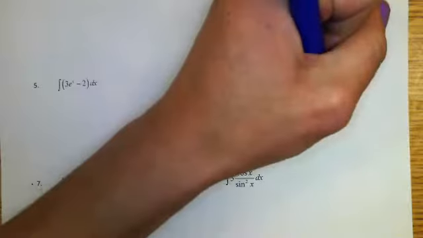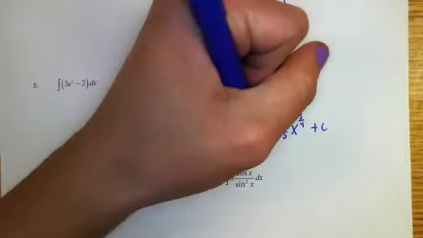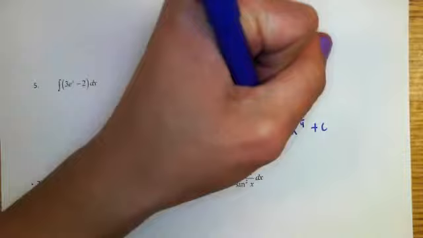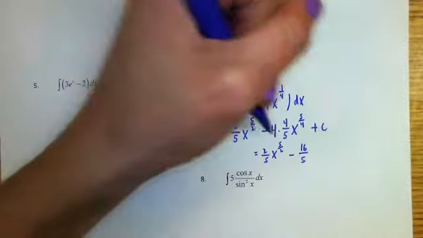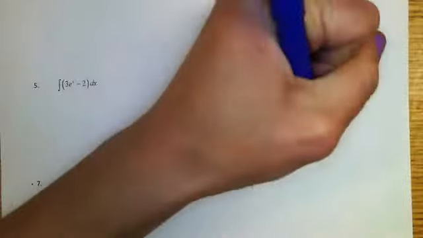We'll rewrite it. The second term needs to be simplified so we can multiply those 4s up top. And then the last part is that plus c at the end. Love it. Okay.